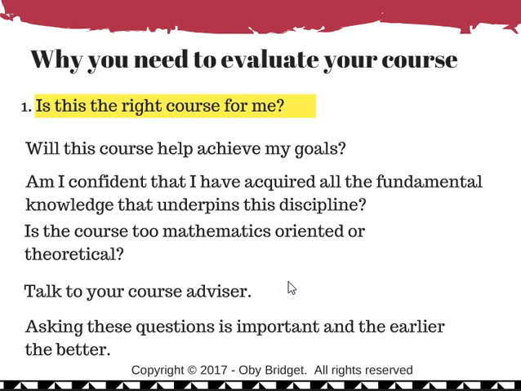So evaluating your course is not just about changing your course if it's not right for you. It's also about helping you position yourself properly to make the most of your studies here. So I hope this has been helpful for you to know how to evaluate your course. The next one we are going to talk about is, what are my goals after the course?